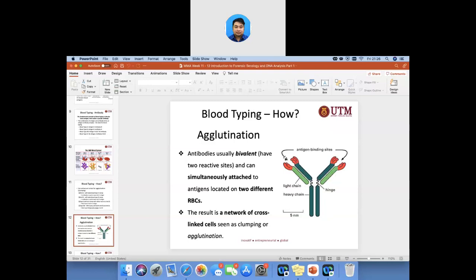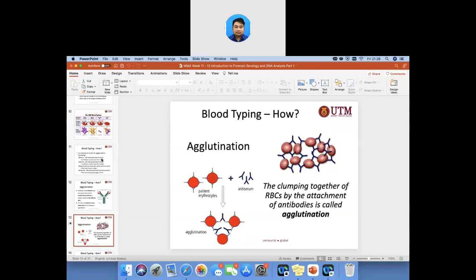Usually this one side will bind to one, for example in this case one red blood cell. This side will bind to another red blood cell. So it will cause a sort of network, and this network will cause agglutination. That's how agglutination works. In this case, this is the red blood cell, which we call erythrocytes. We put anti-serum, it doesn't matter A or B. If it agglutinates, then it corresponds to A or B. If it is O, there is no agglutination.